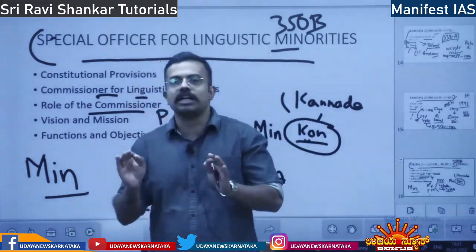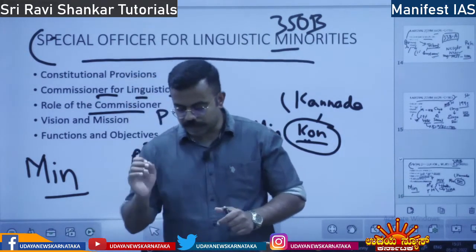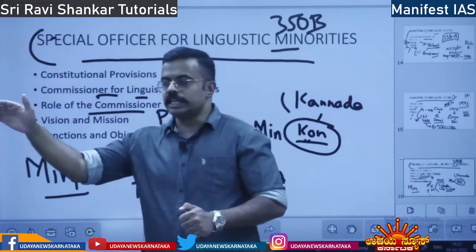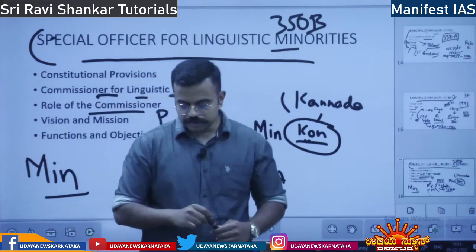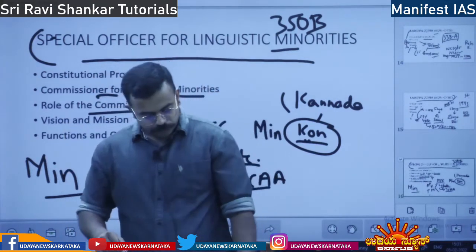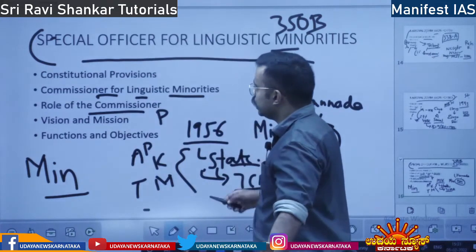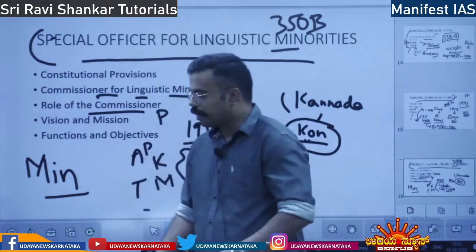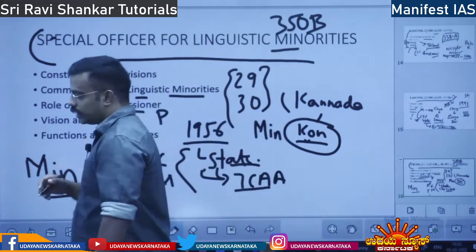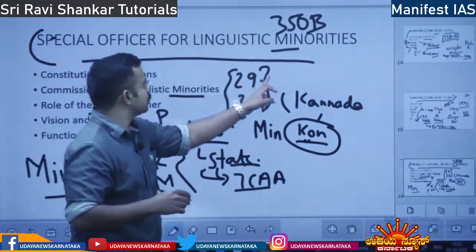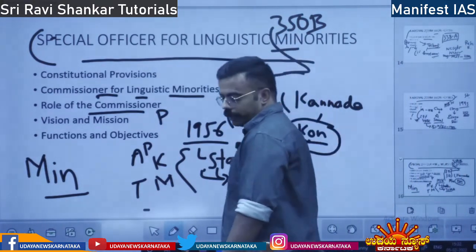When this protection is not implemented, then this person comes into the picture. This commissioner submits a report to the government that these provisions, these protections have not been implemented and they have to be implemented. So this is the role of the commissioner. His main concern is to protect and promote the linguistic minorities. We have Article 29 and Article 30, Fundamental Rights, which speak about language, script and cultural protection. You can link Article 350 to Article 29.